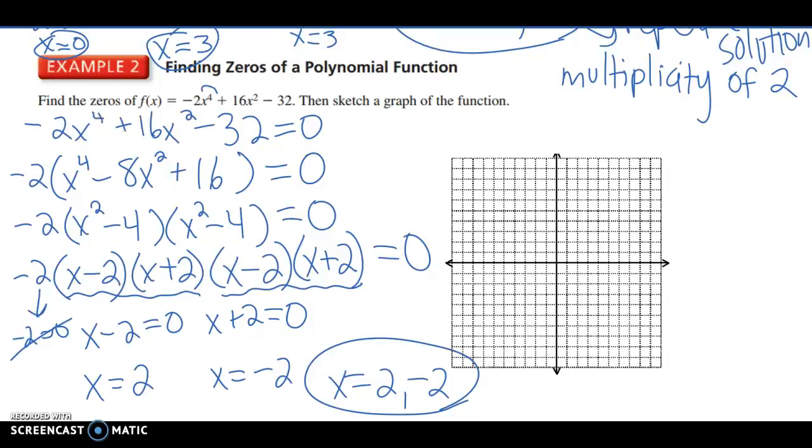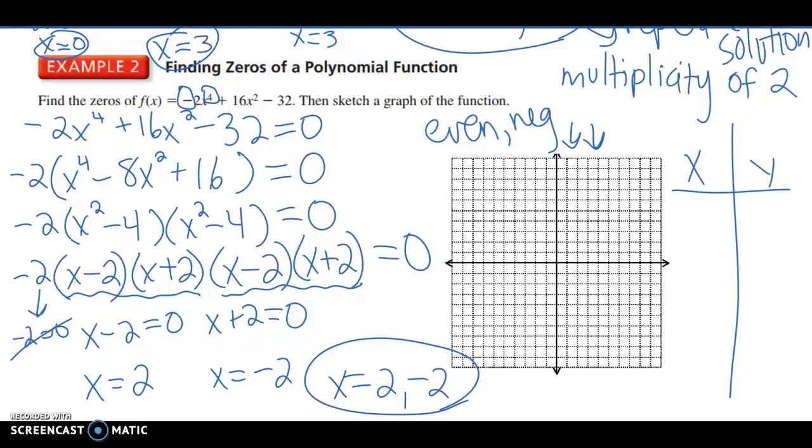So first I'm going to look at the highest exponent and the sign in front of it. And the highest exponent is even, and the sign is negative. So to do our arrows, we know they're going to be going down and down. And then we want to make an XY table. And before we were going in our calculator and getting from negative 2 to 2. But now we want to get the zeros. So negative 2 and 2.